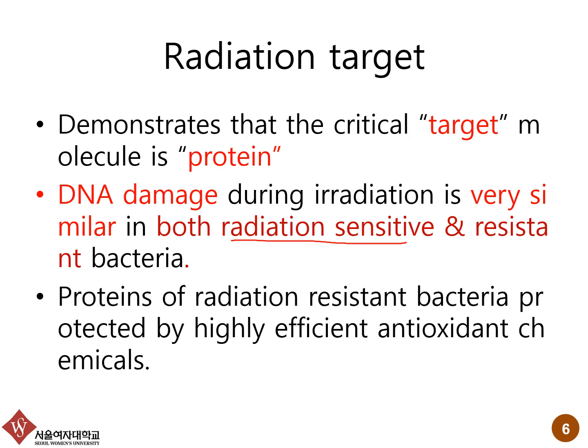So that means the radiation affects both radiation sensitive and resistant bacteria similarly and causes a similar kind of effect to the DNA. But in the case of the radiation resistant bacteria, the proteins are highly protected from the radiation effect, and they are not oxidized like in radiation sensitive bacteria. So that means the radiation resistant bacteria contain several proteins which are very resistant to radiation.